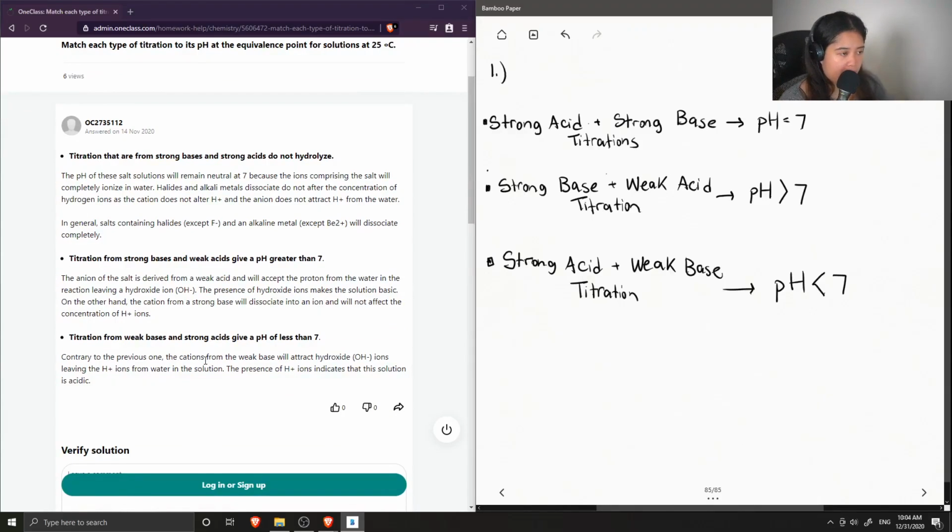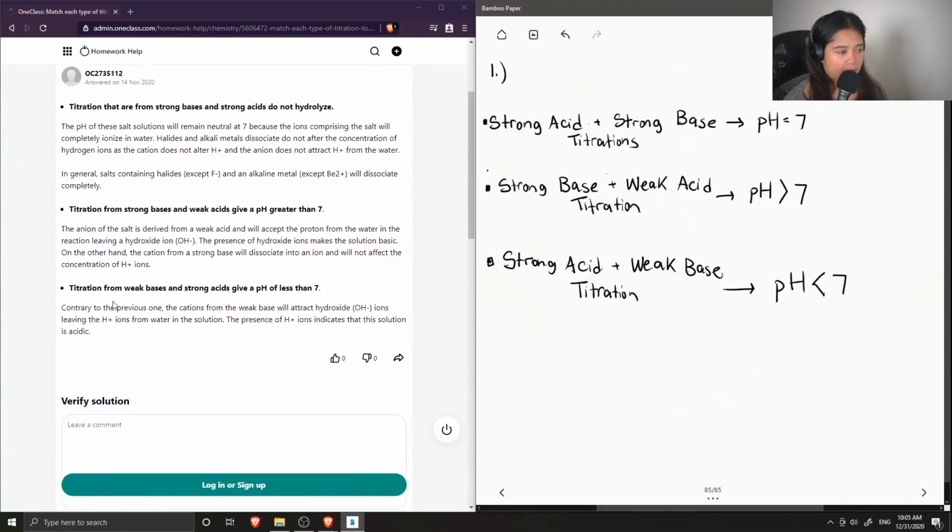Titrations that are from strong bases and strong acids do not hydrolyze. The pH of these salt solutions will remain 7, because the ions comprising the salts will completely ionize in water. Halides and alkali metals dissociate, and do not affect or alter the concentration of hydrogen ions, as the cation does not alter H+, and the anion does not attract H+ from the water. In general, salts containing halides, except fluorine, and an alkaline metal, except beryllium, will dissolve completely.